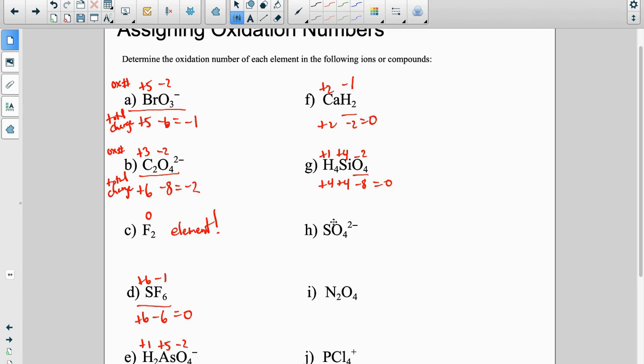SO4 2-, oxygen is -2 again. That gives us -8. The charge of the ion is -2. So we need +6 for the sulfur in order to get a -2 overall charge for the ion.